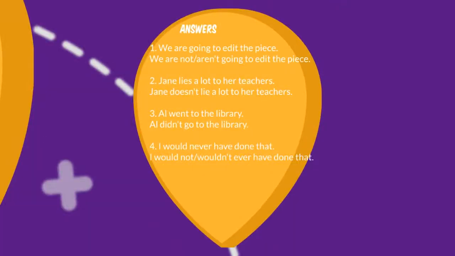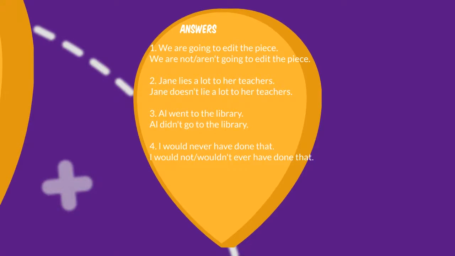Okay, sentence number 1. We are going to edit the piece. The sentence was special because the verb was are. That means the negation of the sentence is we are not going to edit the piece, or we aren't if you'd like to contract the two if you're making it into a short form. In number 2, the verb is lie, and lie was normal. Jane is a she, so it's Jane doesn't lie a lot to her teachers.